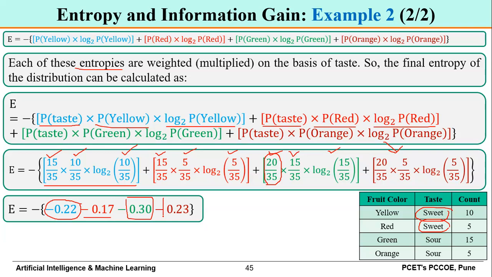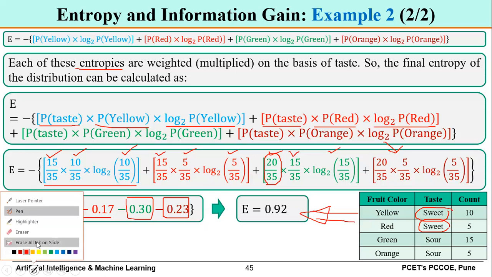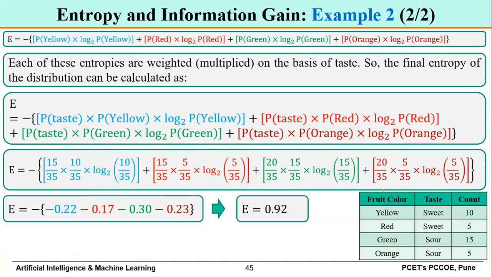For orange color it is 0.23. Now upon simplification the final entropy for the given data set is 0.92. So this is another example where, when more than two parameters are there, we calculate the entropy.